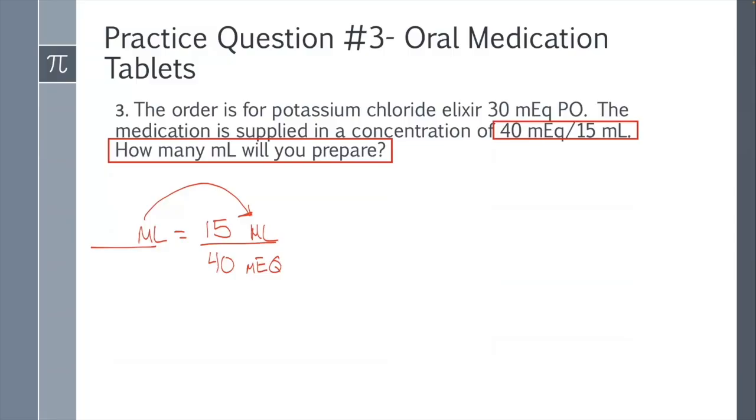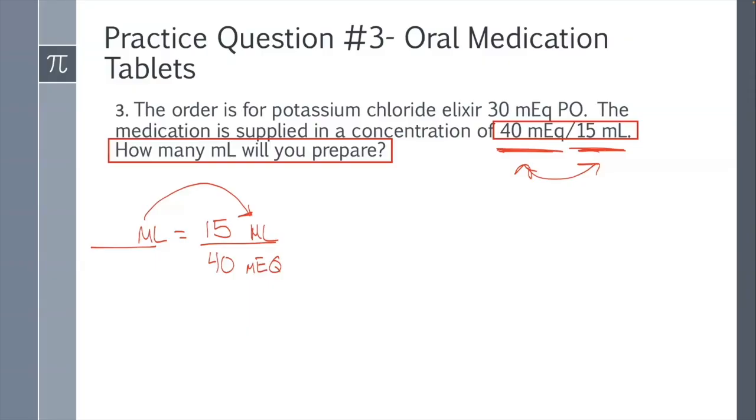Because these are reciprocals, meaning there are 15 milliliters for every 40 milliequivalents. That means there's 40 milliequivalents for every 15 milliliters. It doesn't matter which one I put first, as long as I keep the corresponding number, the 15, next to the corresponding unit, the milliliters, because I have 15 milliliters and I have 40 milliequivalents. Doesn't matter which one I put first or which one I put on the top or the bottom, as long as I keep the 15 next to the milliliters and the 40 next to the milliequivalents. Okay.